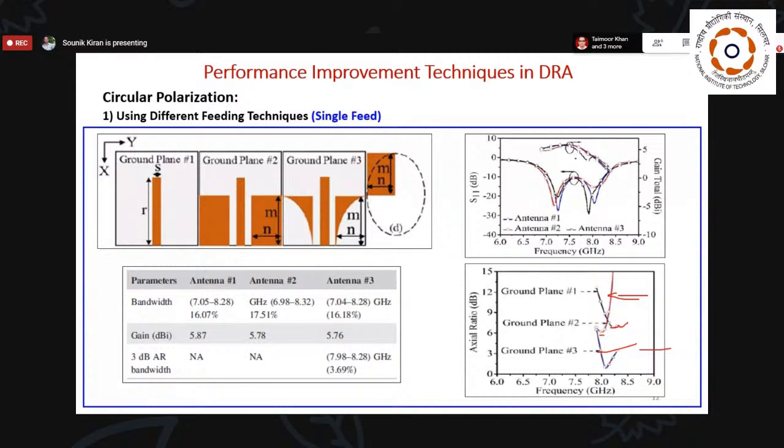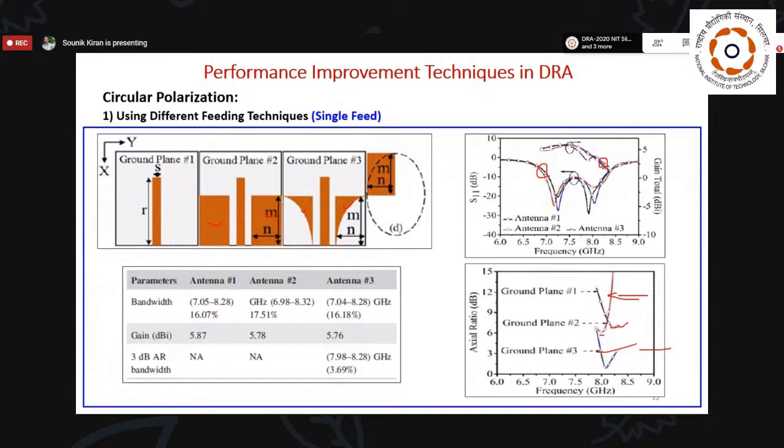At the same time, if we look at the performance of S11 and the gain, we find there are very rare changes. So the placement of these parasitic slots doesn't affect the S11 performance and gain performance much. It affects, but the changes are not that significant. So we can use this technique for ensuring circular polarization in any kind of DRA.